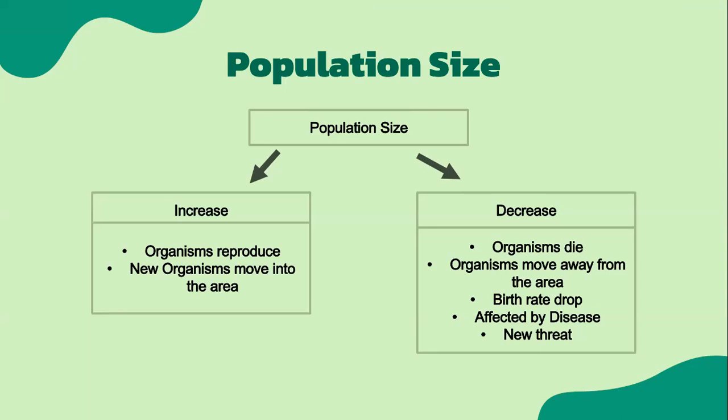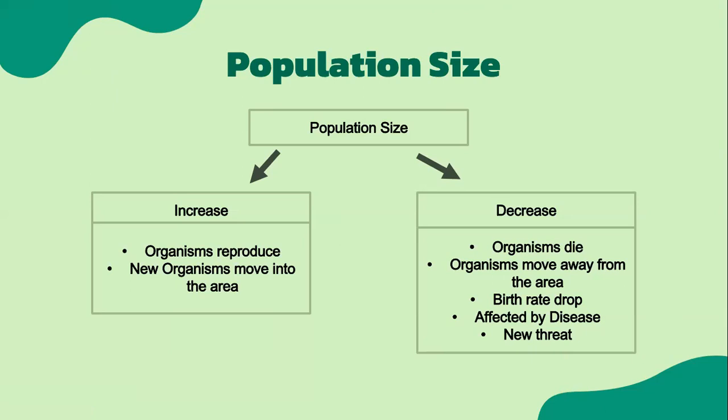How does the population size decrease? There are a few pointers. Number one, the organisms pass away, die, with no one to replace them. Organisms move away from the area, the birth rate of the area drops, or there's a disease going on that people pass away or run away, or there's a new threat to their survival. That's why they move away from the area.